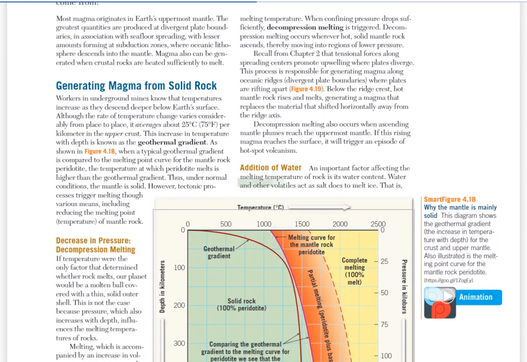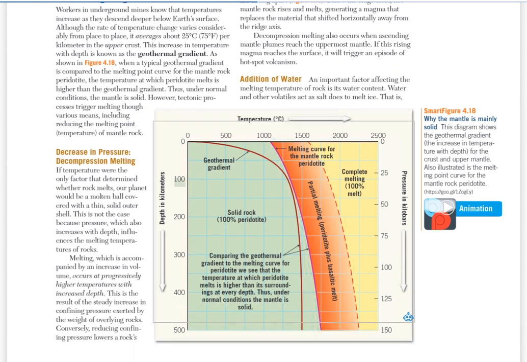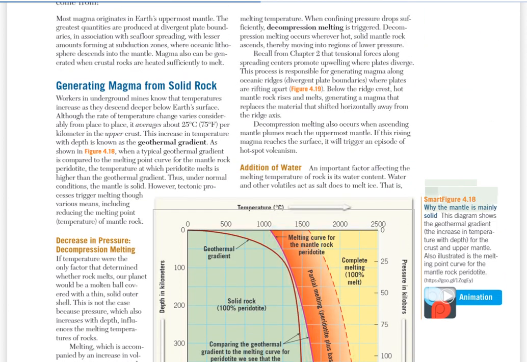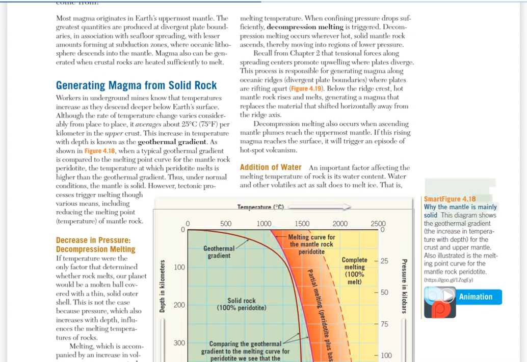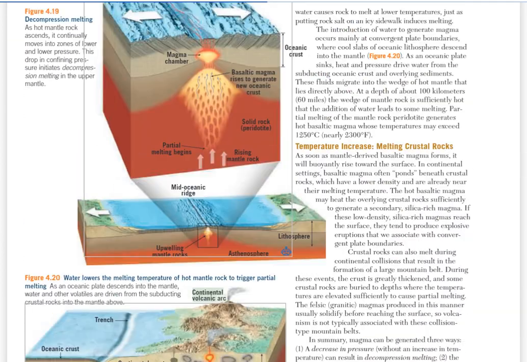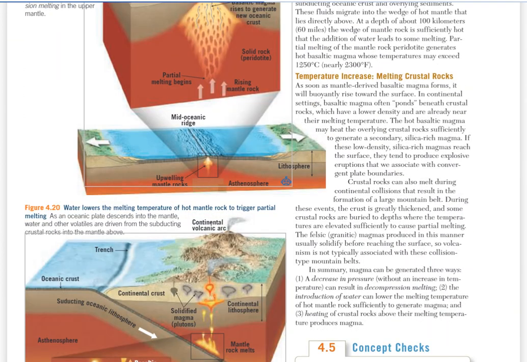Smart Figure 4.18. Why the mantle is mainly solid. This diagram shows the geothermal gradient for the crust and upper mantle. Also illustrated is the melting point curve for the mantle rock peridotite.